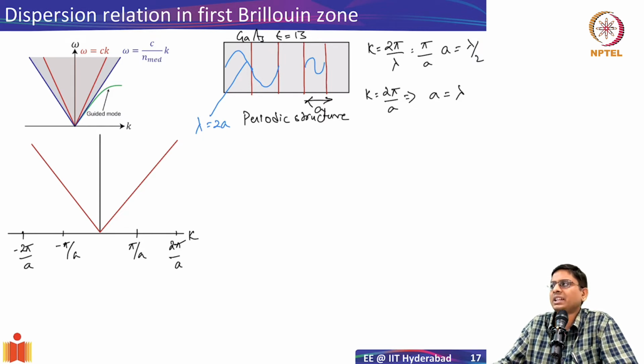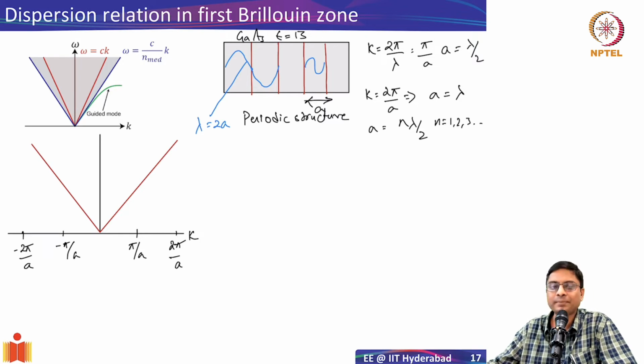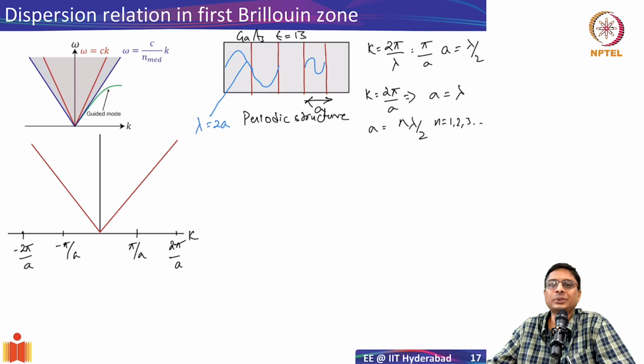Okay. I can even generalize it, and I can tell you that whenever a equal to n lambda by 2, any integer multiple, n equal to 1, 2, 3, and so on, some interesting things happen. All right. And what are those interesting things? Well, essentially, we borrow the ideas that were introduced by Bloch in solid state physics, right?